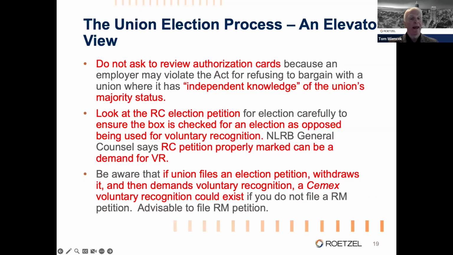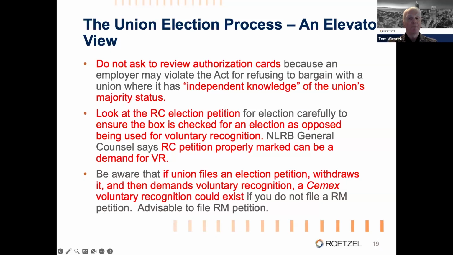And I suggest that you don't ask to review the authorization cards, because you may violate the Act for refusing to bargain with a union where you have independent knowledge of a majority status. So if they present you with authorization cards, tell them you prefer an election, that their allegation that they represent a majority of the employees is inconsistent with your perception of what the culture is in the unit and the feedback that you've always received from employees, and you question whether or not the unit's appropriate, so go get an RC, what's called an RC petition, and file a petition for an election.